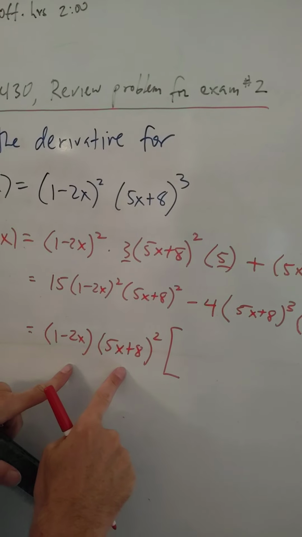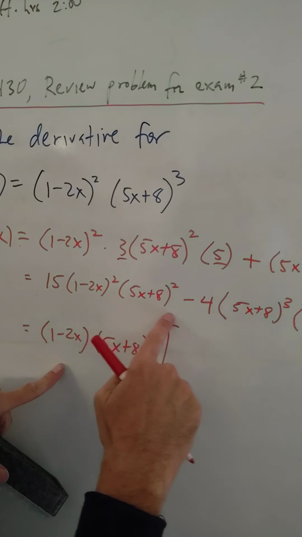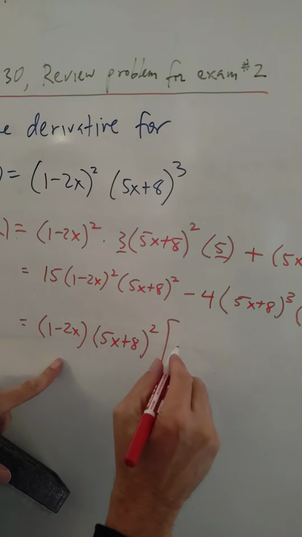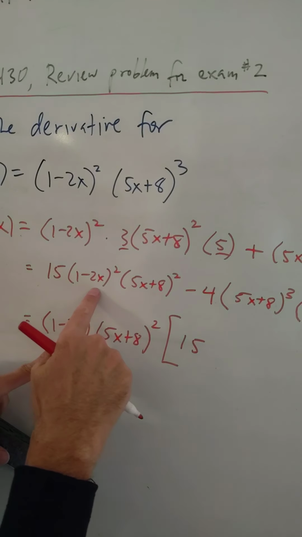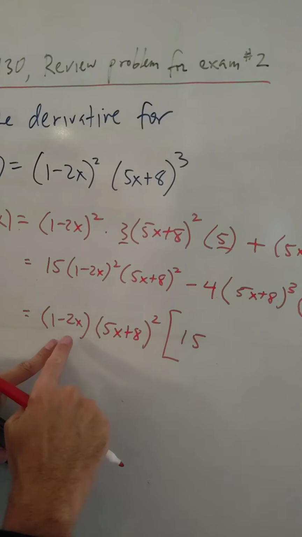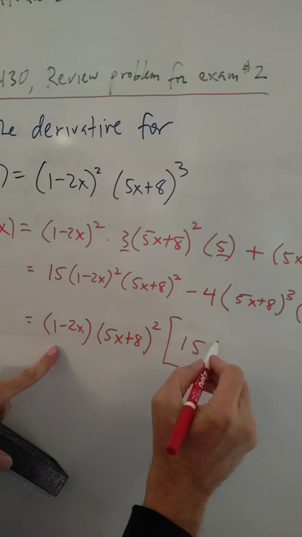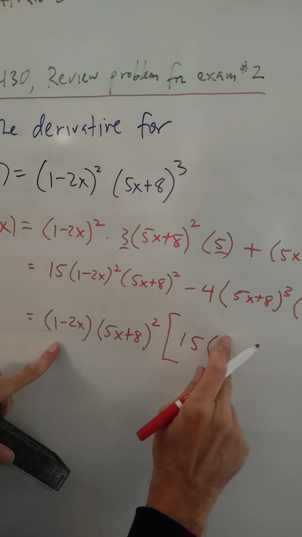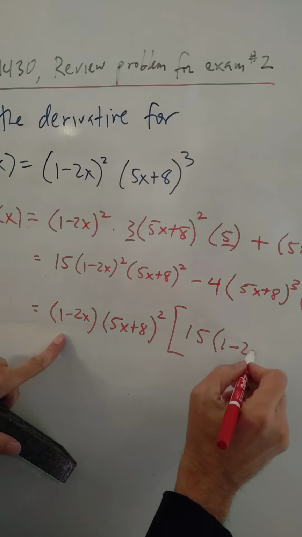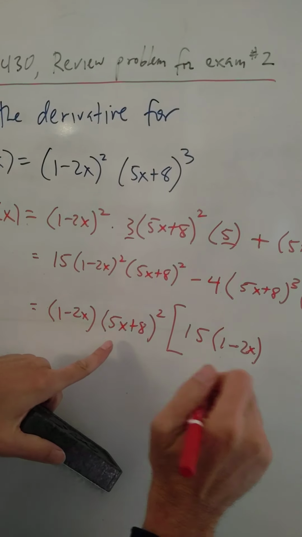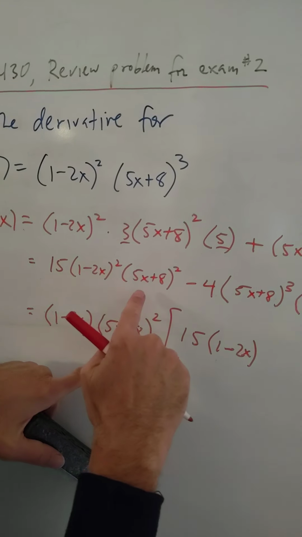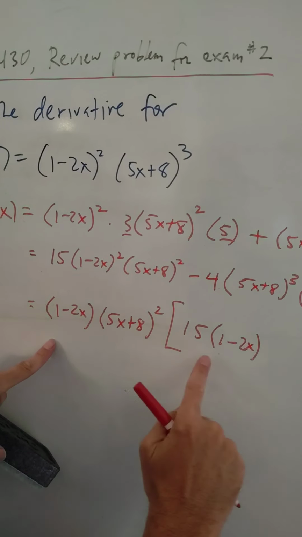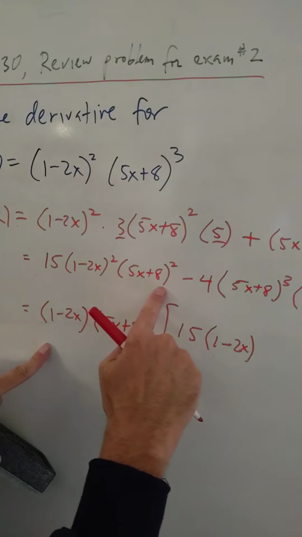Okay, and now you ask yourself, what are you missing from the first term? Well, I'm missing the 15. And then I'm missing one factor, because 1 minus 2x squared, I only took out one of them. So I got to write parentheses 1 minus 2x. And then the 5x plus 8 squared, I took that out. So I'm done with this first term.